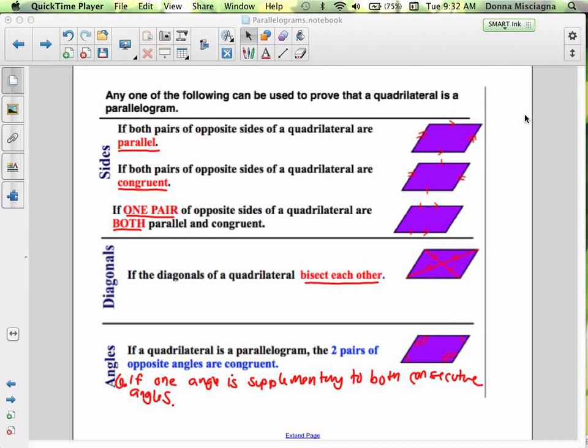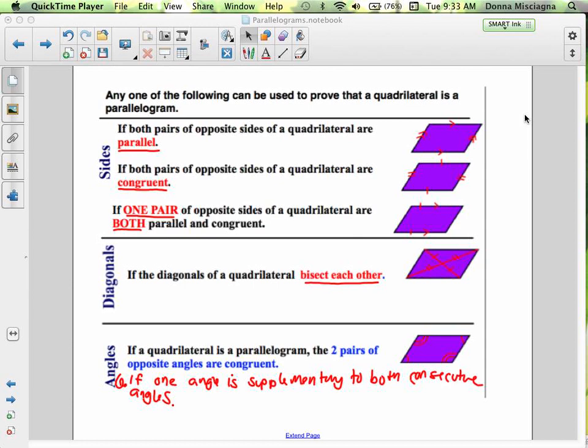We also proved that if the diagonals of a quadrilateral bisect each other, it would have to be a parallelogram. And then I gave you two other ways to prove a quadrilateral was a parallelogram using angles. If the two pairs of opposite angles are congruent, it would have to be both pairs of opposite angles, the quadrilateral is a parallelogram. And finally, if one angle is supplementary to both consecutive angles, the quadrilateral is a parallelogram.